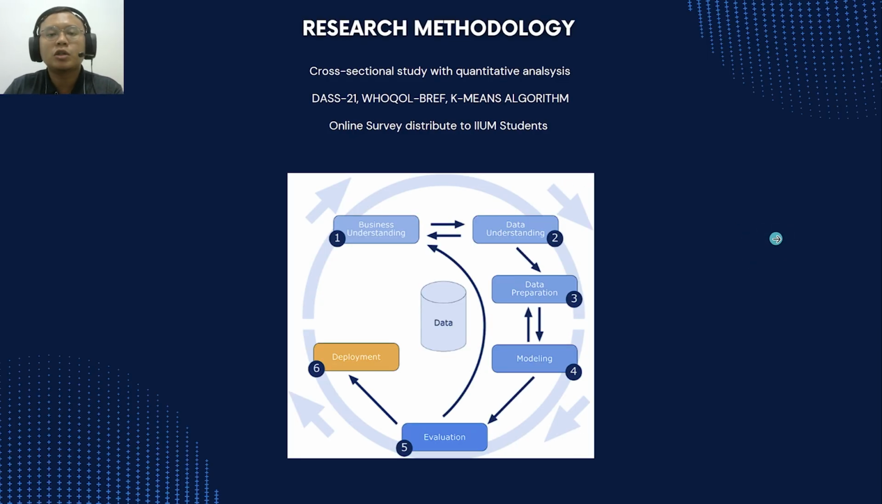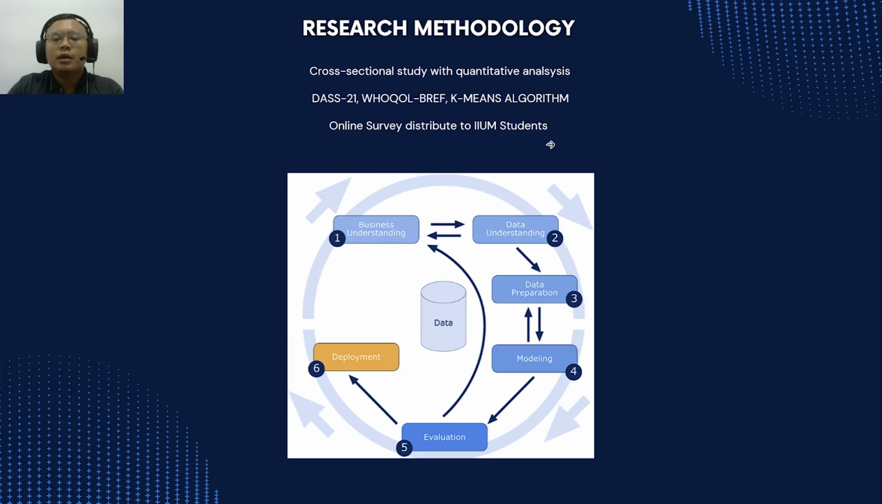So I think the last one is actually about the research methodology that we are going to use in this research. So this research will be using a cross-sectional study and also quantitative analysis, of course. And then the instruments that we are going to use are DASS21, WHOQOL, and also the k-means algorithm. And then about the data collection, we will try to distribute an online survey, which consists of 2 different kinds of questionnaires. The first one is the DASS21 questionnaire and the second one is WHOQOL in order to assess the quality of life of the students themselves.